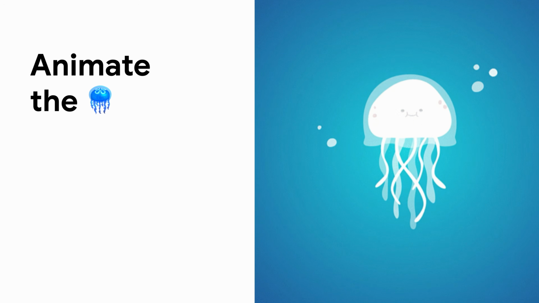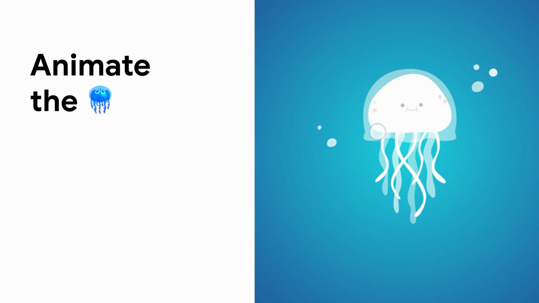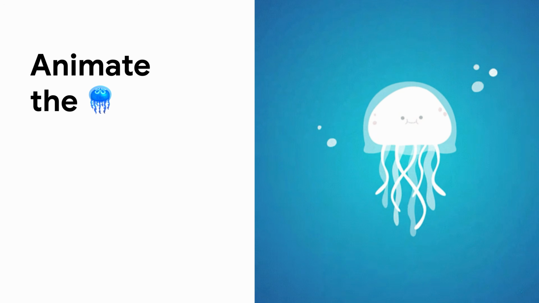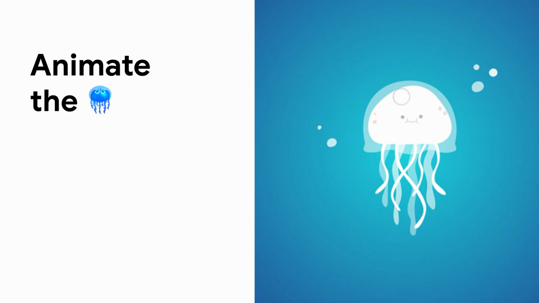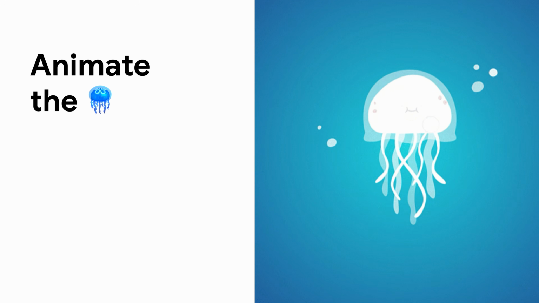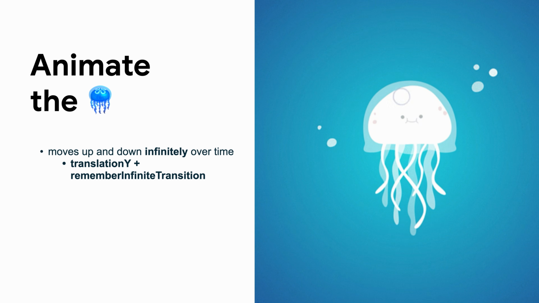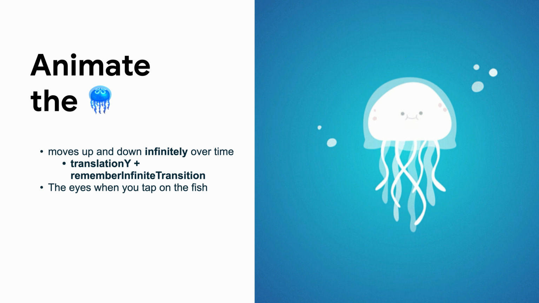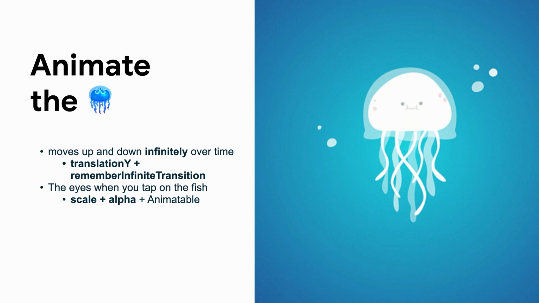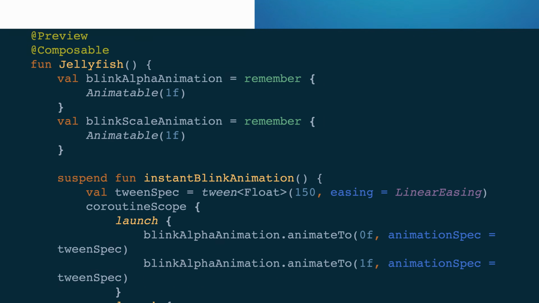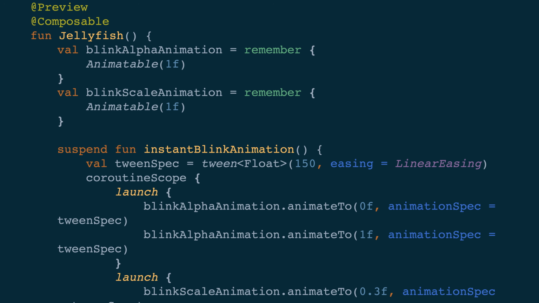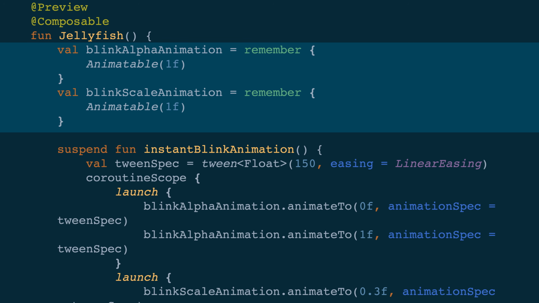So using what we've learned before, we can take the example and examine what properties are changing. We can see that the whole jellyfish moves up and down infinitely over time. So we should use translationY and rememberInfiniteTransition. And the eyes blink when you tap on them. So we should animate the scale and alpha and use Animatable to have fine control over these touch events. Let's take a look at how to implement the blinking animation. We can create two Animatable objects, one that represents the alpha and one that represents the scale.